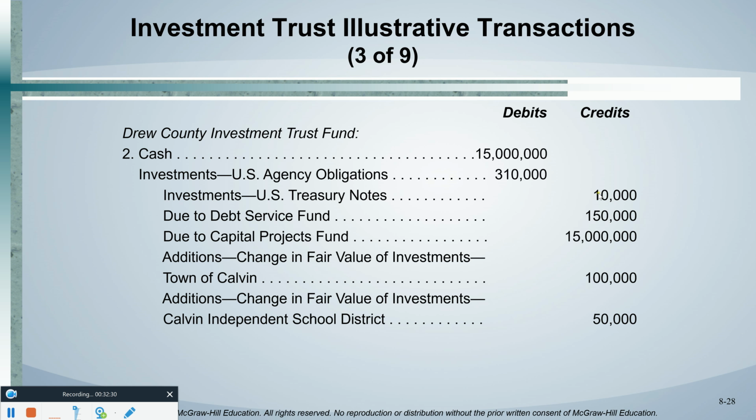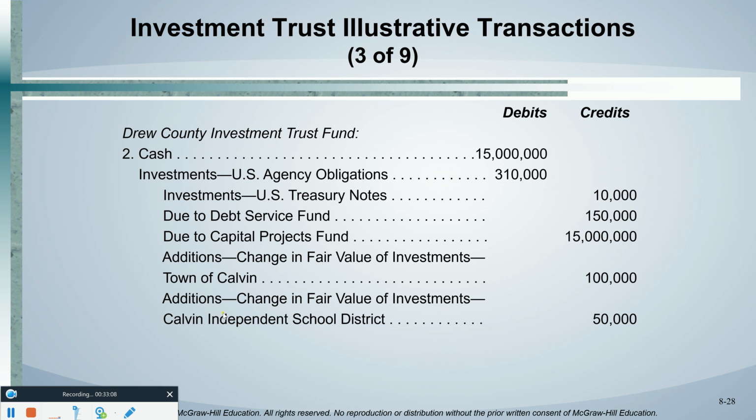And so the $300,000 increase, if you do the percentages that I just explained to you on the prior slide, you will see that the debt service fund owns 50% of the pool at this moment in time. That is why they are allocated 50% of the increase. We will credit due to debt service fund. The town of Calvin, if you do the math, they actually owned 33% or 1/3 of the pool. And that's why they get $100,000, 100 out of the 300,000. And you can see the Calvin School District, they get the remainder, 50,000.